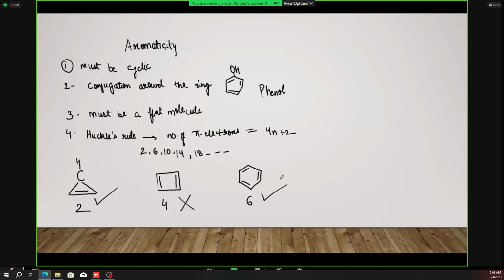And similarly, when we go for an 8-legged octagon, and we put the single and double bonds alternately, here also the number of pi electrons is 4 into 2, that is 8. And it is not following the Huckel rule, so it is not considered an aromatic compound. So it is not aromatic.